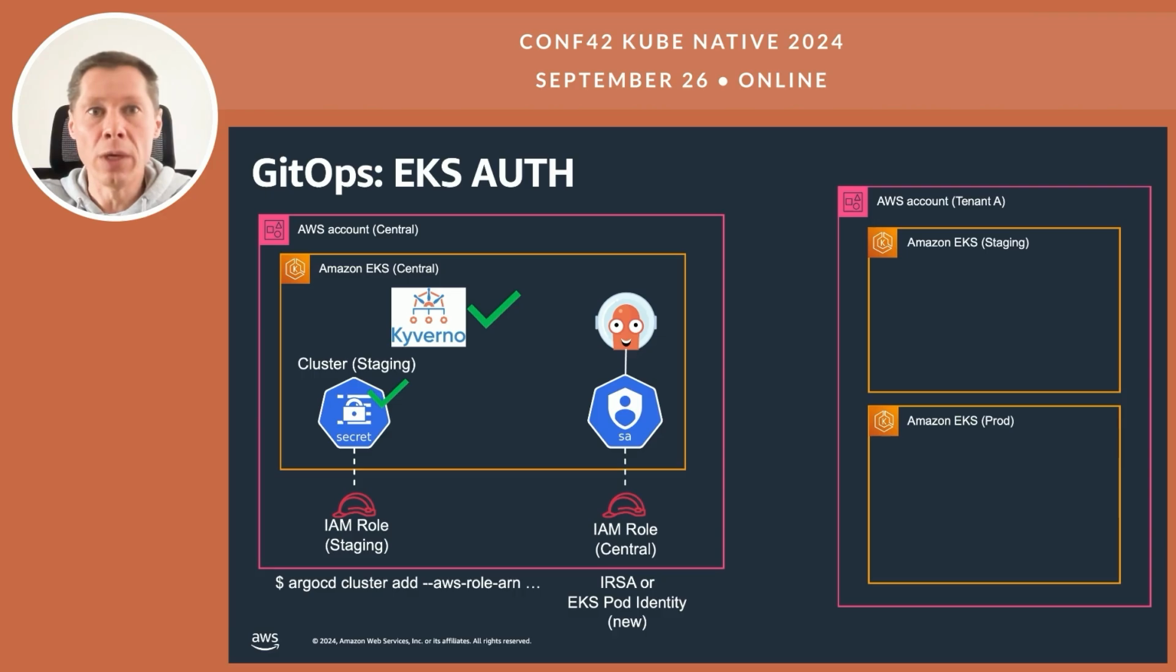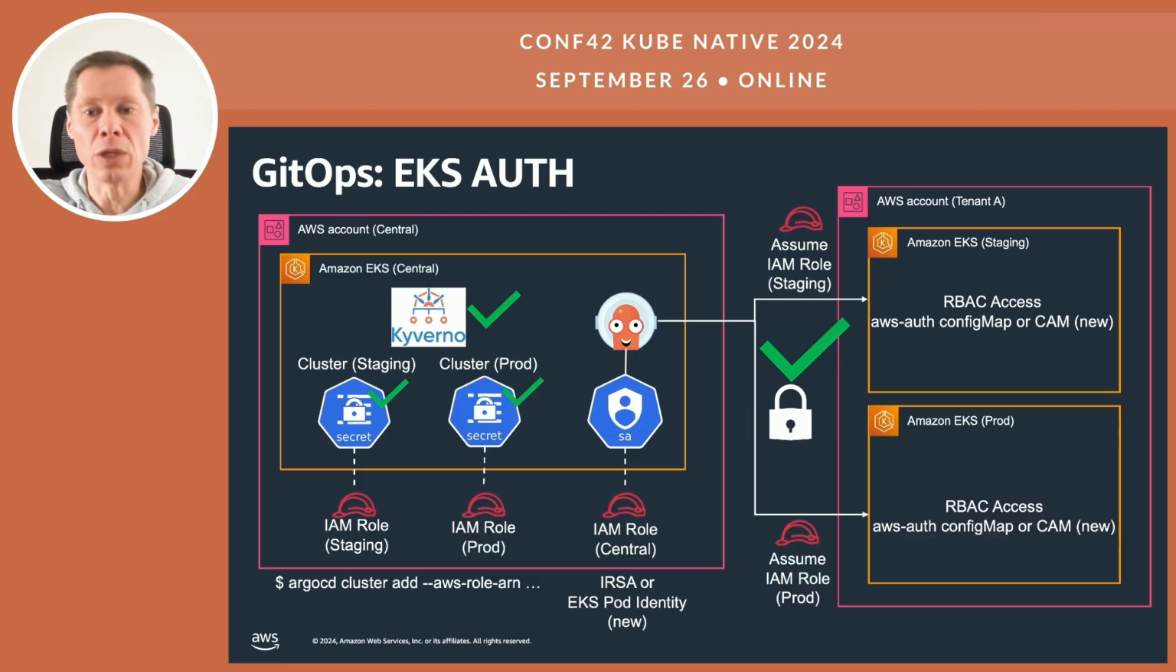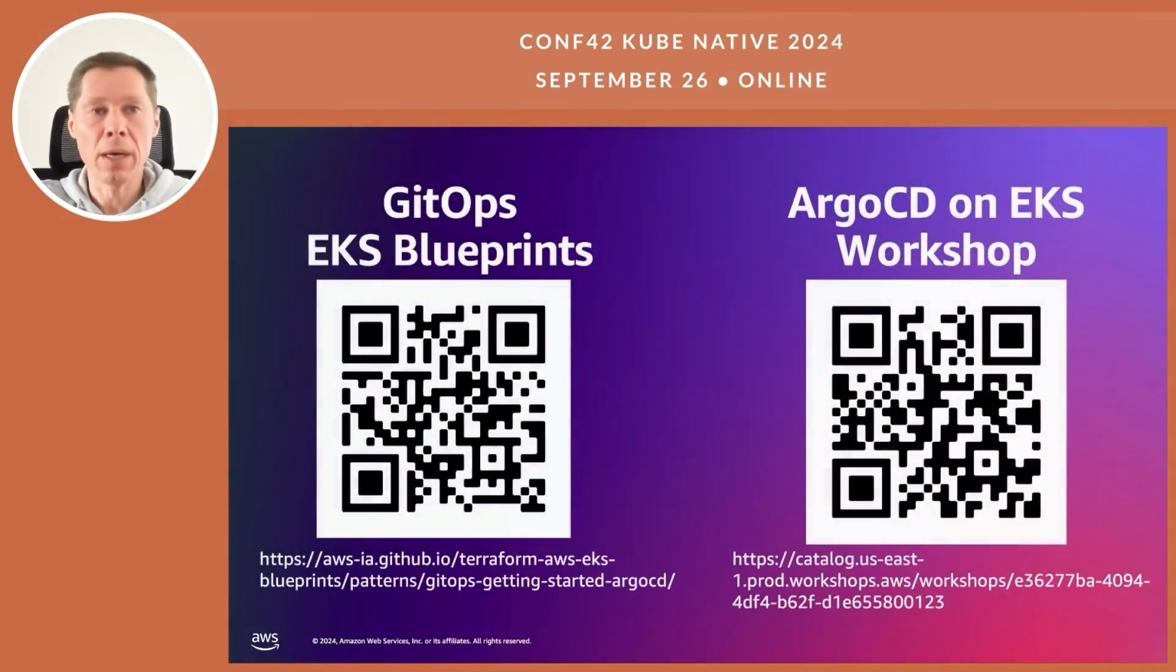A Kyverno policy can be configured to ensure that your cluster secret only contains the IAM role to assume and never a kubeconfig token. Of course, you can replicate the same approach with many clusters and use it to access not only, for example, staging clusters, but also production clusters and any other required clusters in a secured way. To sum up, EKS blueprints, Argo CD, and GitOps Bridge give you the possibility to create and manage multi-cluster environments with security and at scale using GitOps principles.